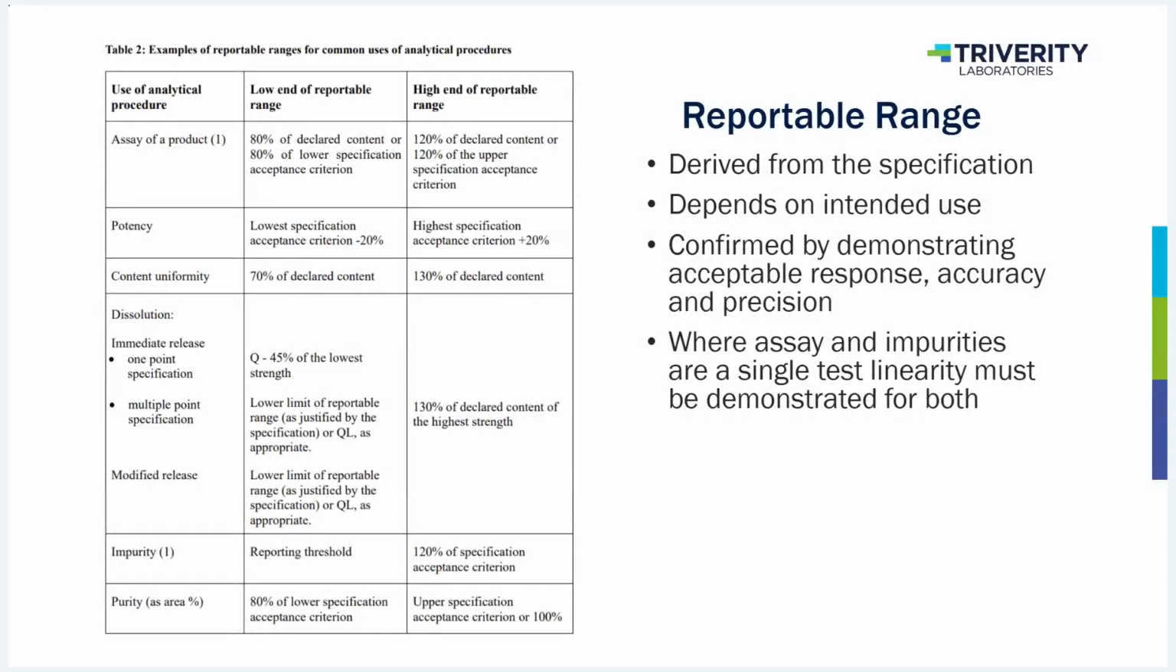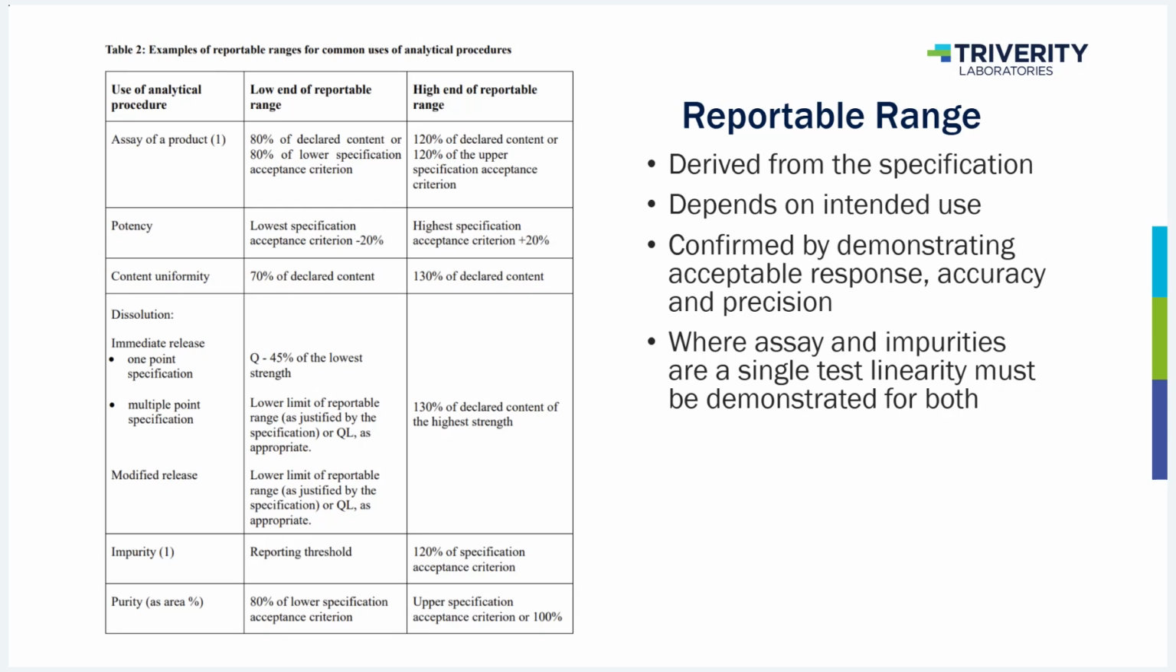Reportable range should be derived from the specification. This is the range in which you need to be able to report a result. And you have to confirm that by demonstrating response, which is sensitivity. Can I see that low? Can I see it at low concentrations? Accuracy and precision. The table to the left there is a list of different analytical procedure types, like the classification of the procedures that we just talked about, and then the reportable range.